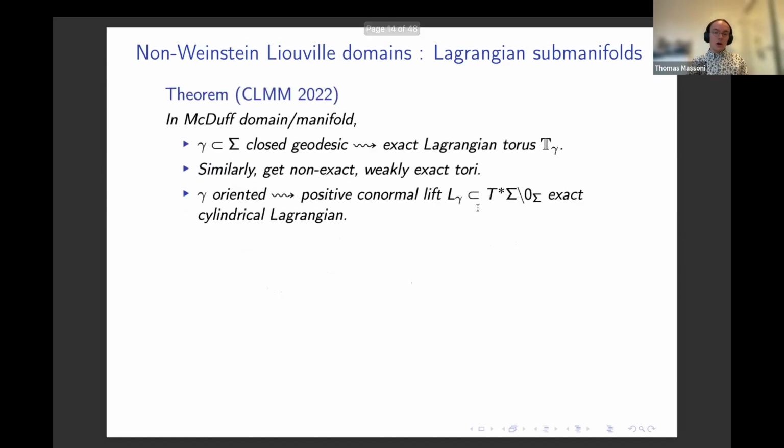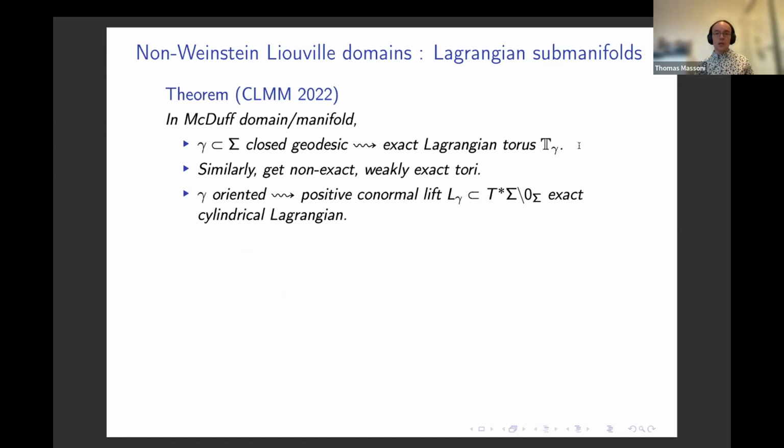Okay, and so the first theorem that we have is, well, actually the McDuff domain, or its completion, the McDuff manifold, has a lot of interesting Lagrangians, and we construct for every simple closed geodesic on the surface an exact Lagrangian torus that is well defined up to exact Lagrangian isotopy. We also get a family of non-exact but weakly exact tori in the same Lagrangian homotopy class of this T_gamma.